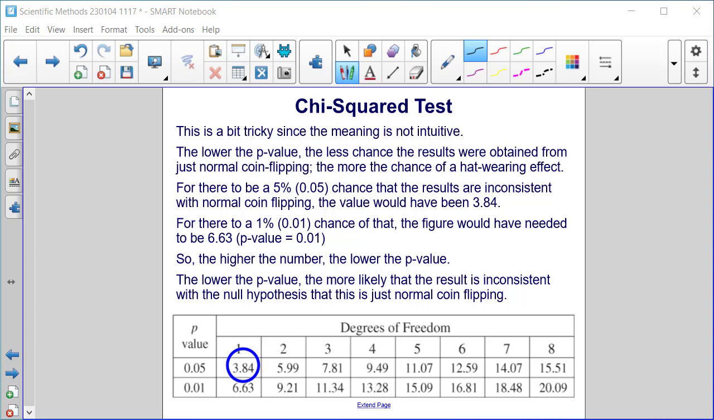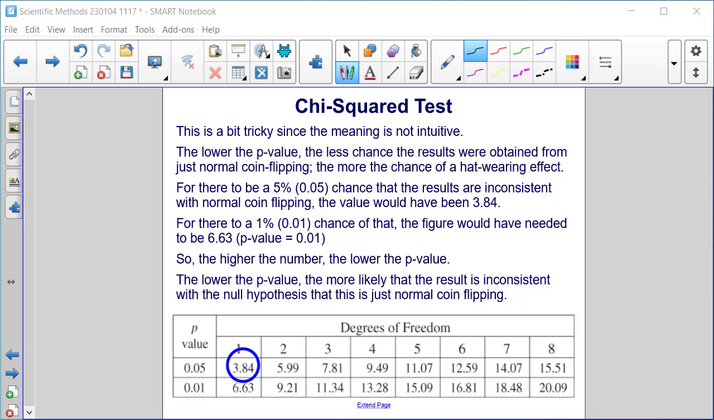The lower the p-value, the less chance the results were obtained from just normal coin flipping, and the more chance of a hat-wearing effect. For there to be a 5% chance that the results are inconsistent with normal coin flipping, the value would have been 3.84.